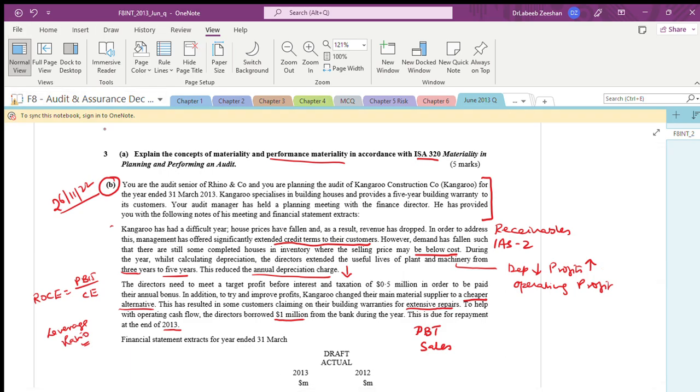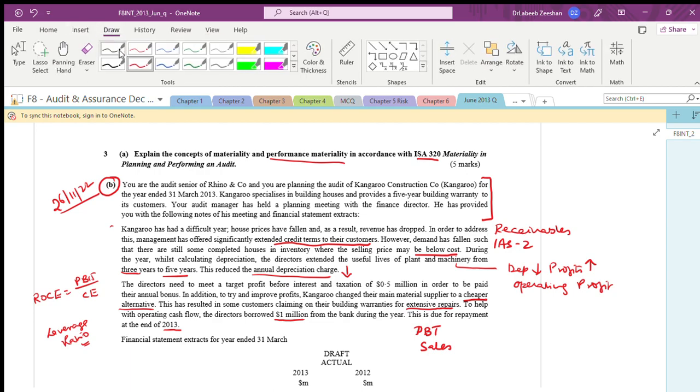Again, what are we talking in terms of? We are talking in terms of receivables, extended credit terms. They are talking in terms of inventory. We can say cost of goods or receivables, payables. Receivables, payables, inventory, operating profit, return on capital employed. We have a lot of things. Depreciation, operating profit is there. They are talking in terms of calculation of depreciation.